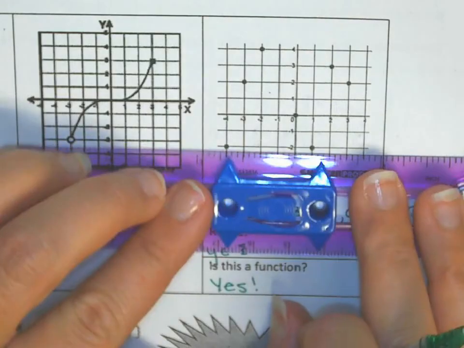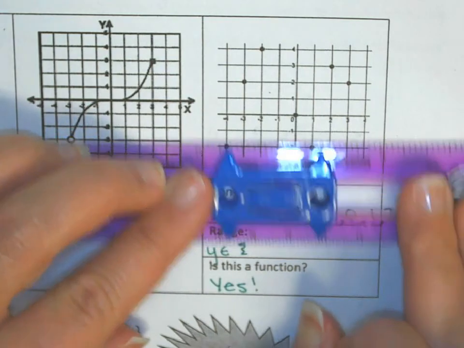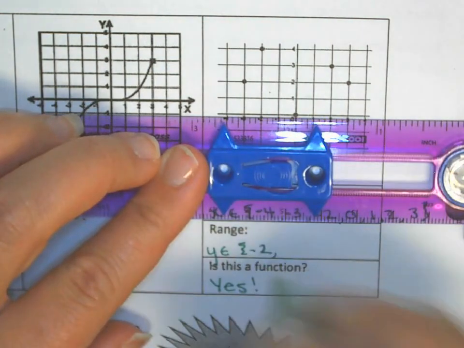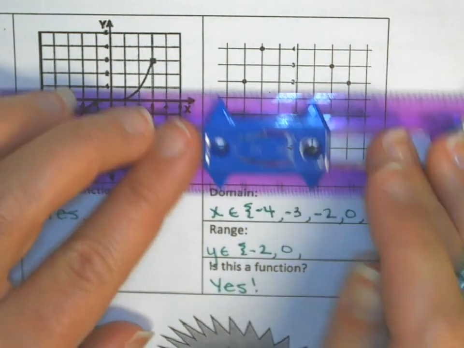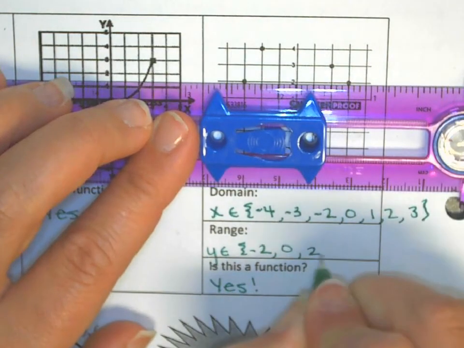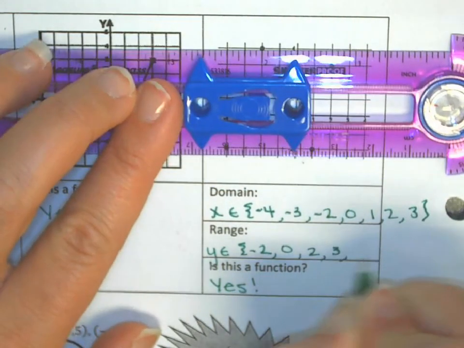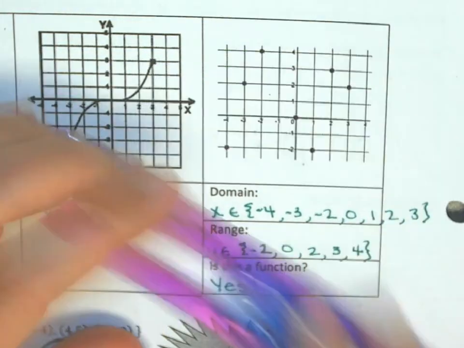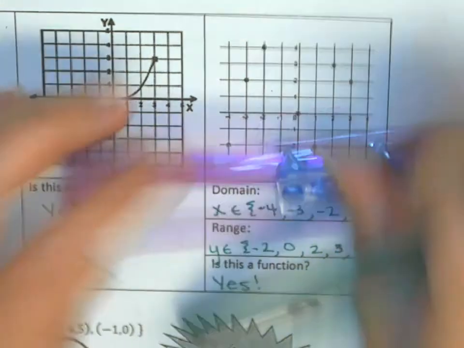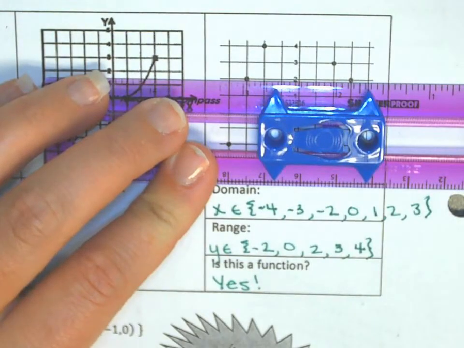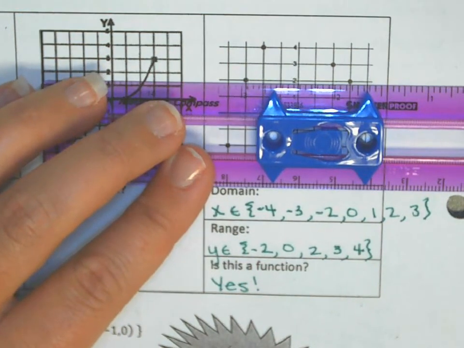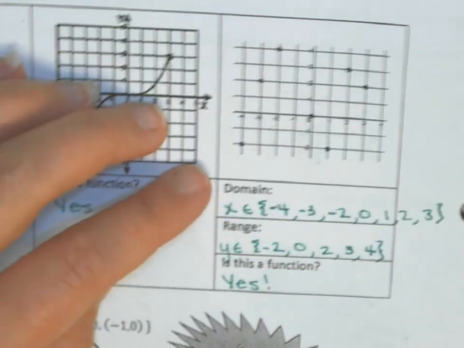For the y values, we're going to do the same thing. Start with your lowest y. The lowest y is going to be -2, then 0, then 2, 3, 4. Now you can see there are y values that repeat when we do that. Does this matter? Does that have any change in effect? No, it doesn't matter. That's a horizontal line test. We're not looking for horizontal lines there.